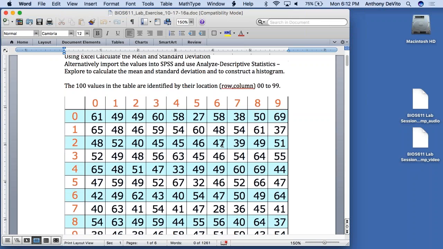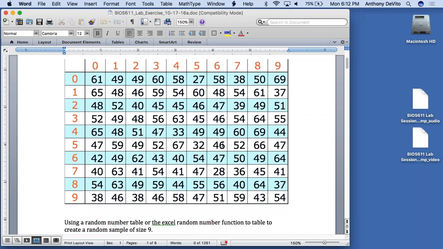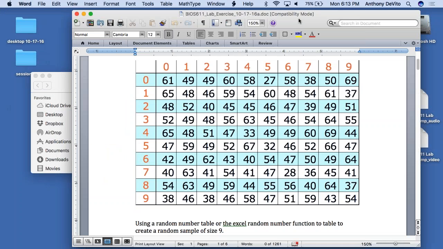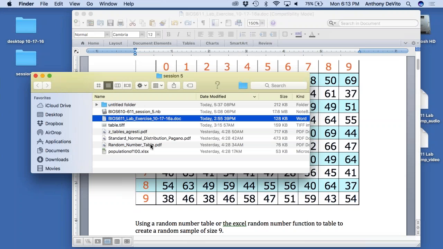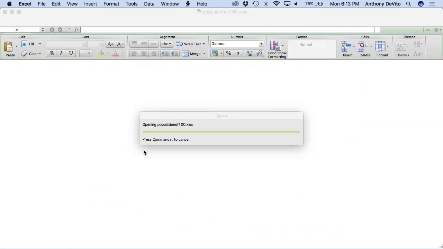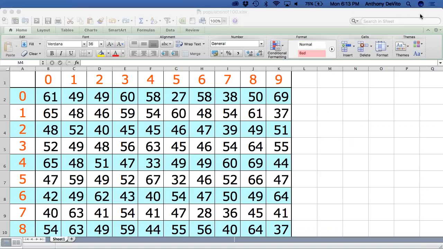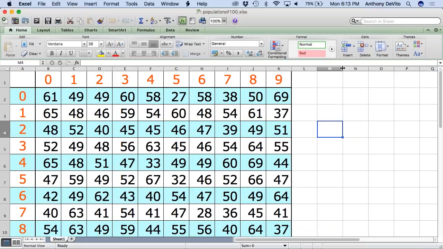First thing I have is a population of 100 people here, 100 measurements. Now these could represent anything, but take my word for it for the moment. It's an approximately normally distributed population. I actually have the file that this was created from in Excel. Population of 100, and I can calculate what the mean and the standard deviation of this population are.